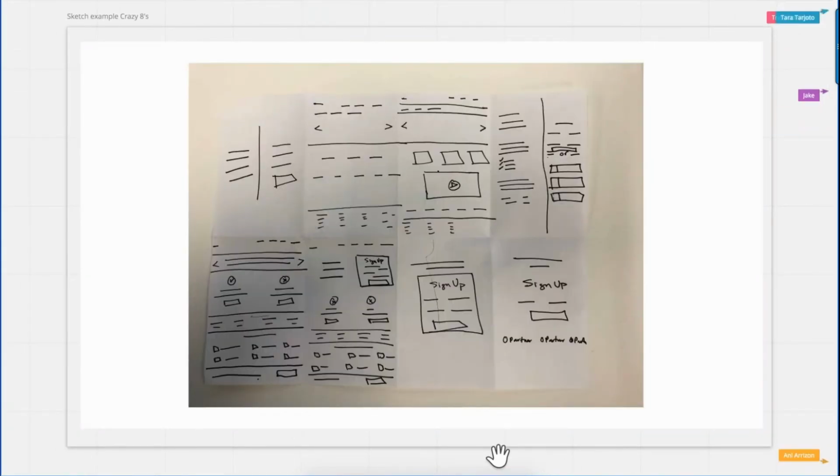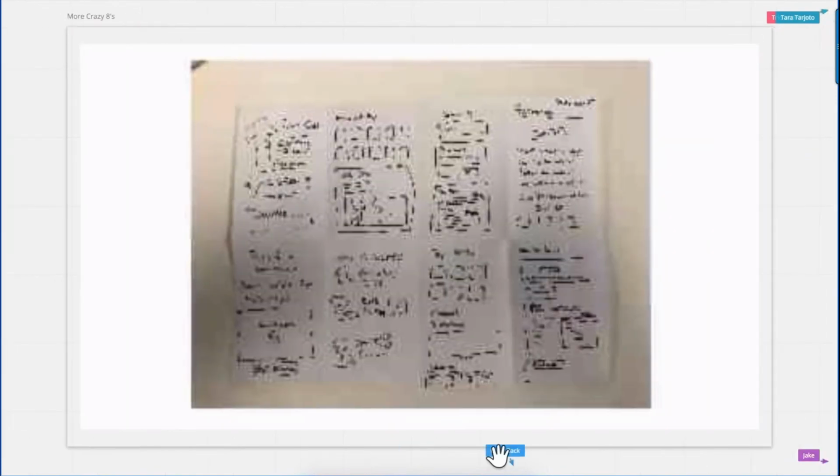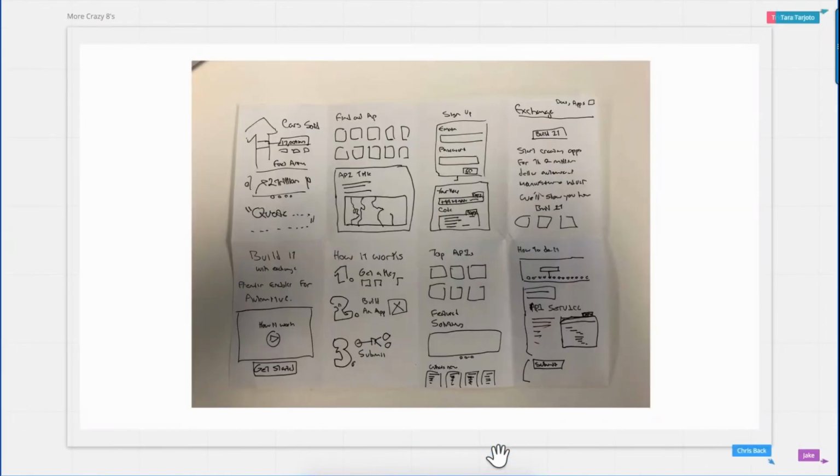When guiding the team through sketching, such as the Crazy 8 sketch pattern example here, it's useful to demo these activities in order to help stakeholders have a visual for what they are going to do. And here's another example of the Crazy 8 sketch pattern. It's a lot of fun.